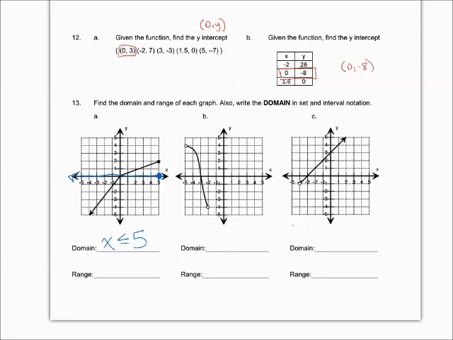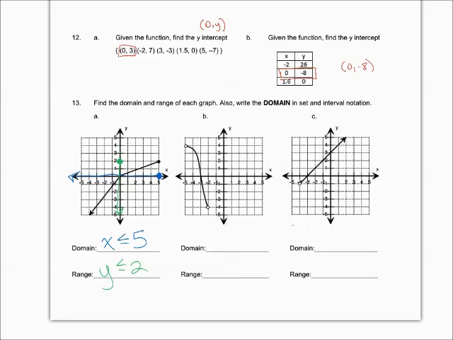So I'm going to start at the top since my arrow is going down. And I'm even at 2. And then I go down forever because of that arrow. So the range is y is less than or equal to 2.